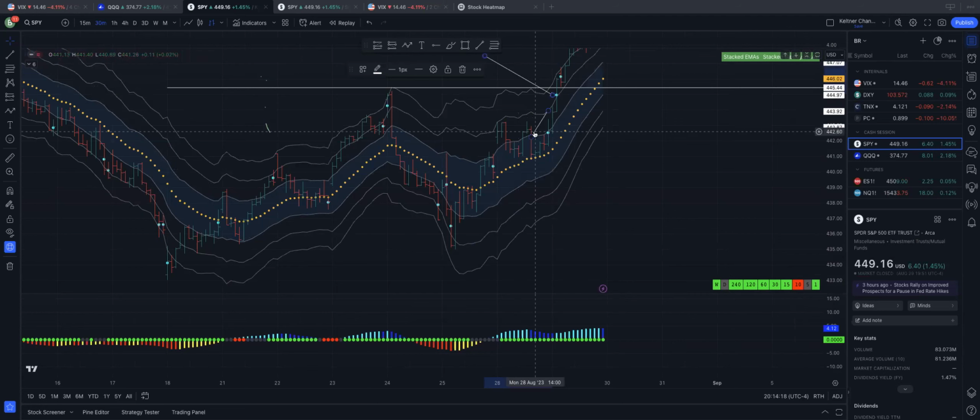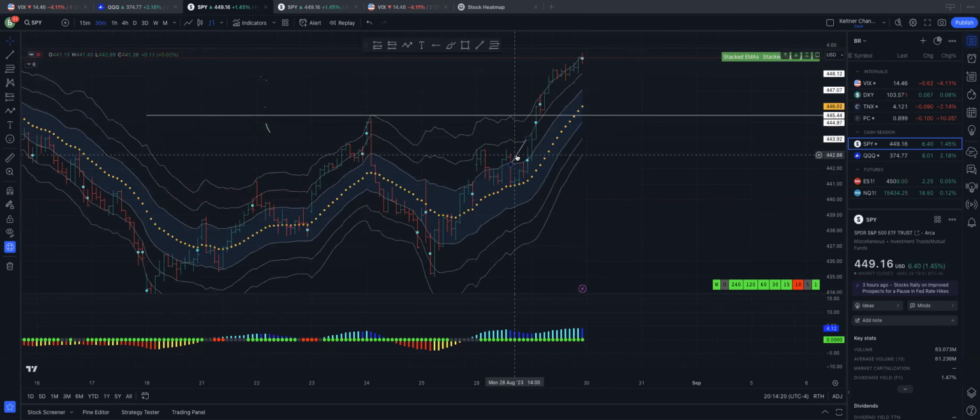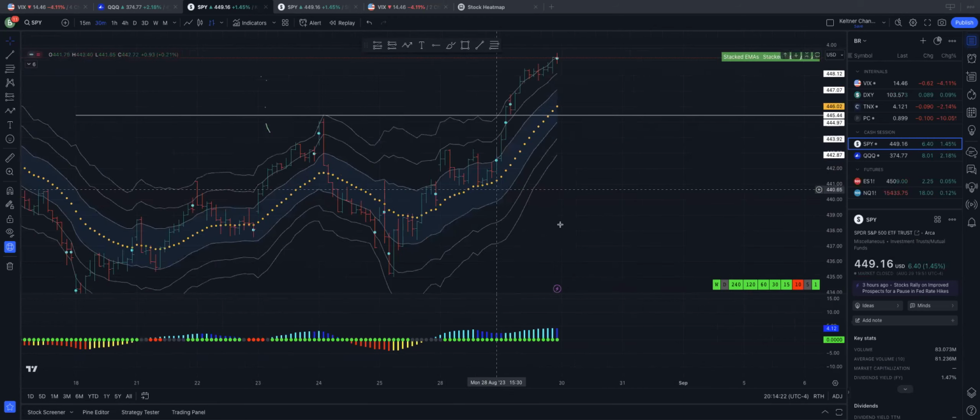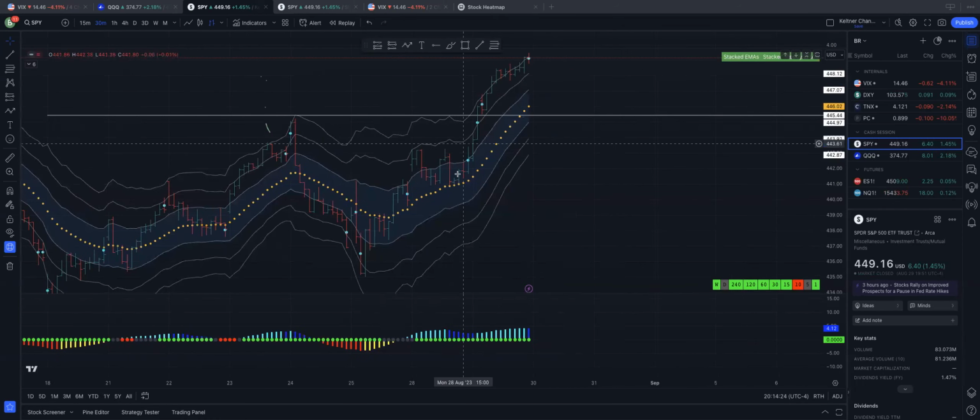You can see here, here's the 30-minute. Yep, we gapped up here, and calls looked good here, but we were at 2 ATR. So you could have entered, right? But you would have just had to sit through some chop, and then it ended up paying off.